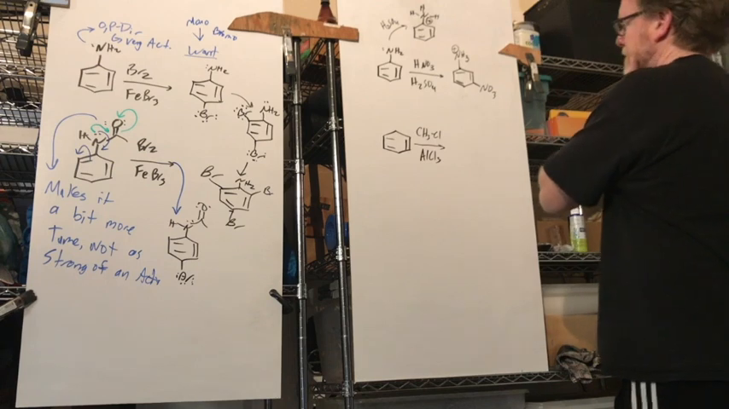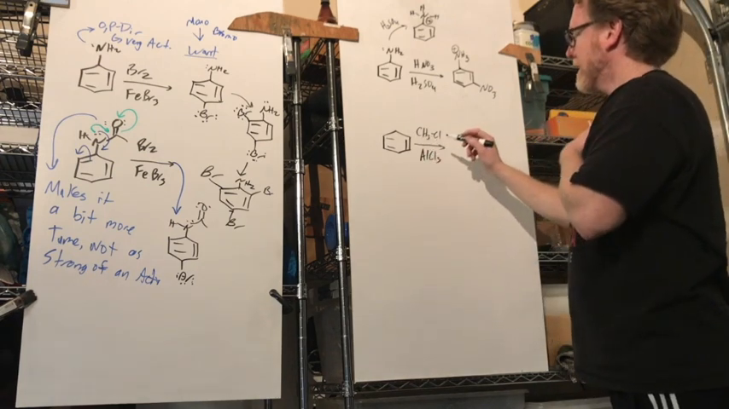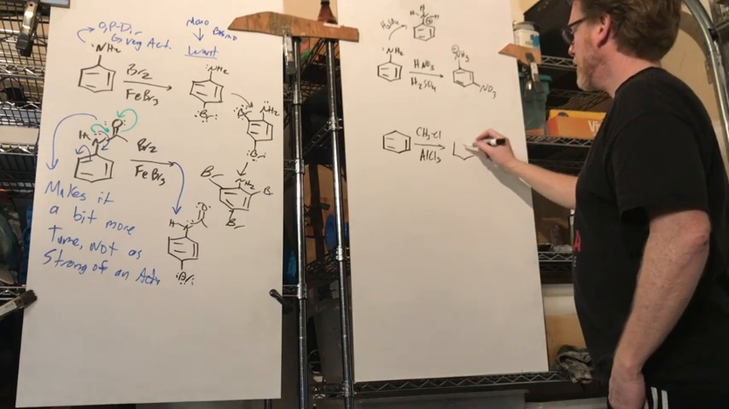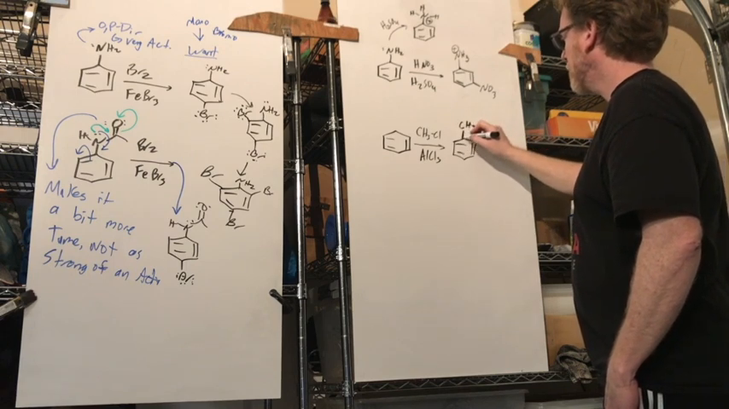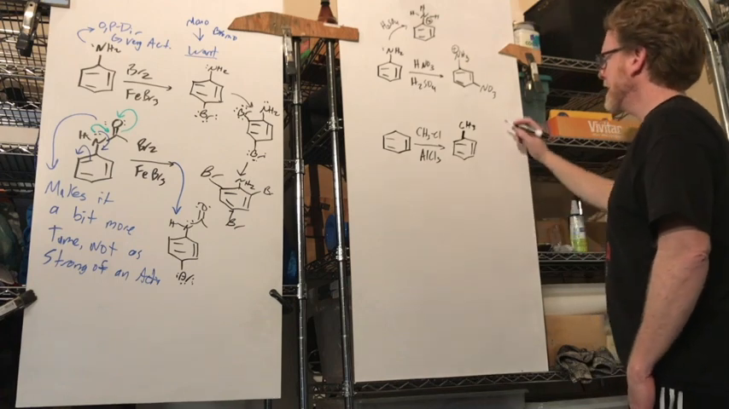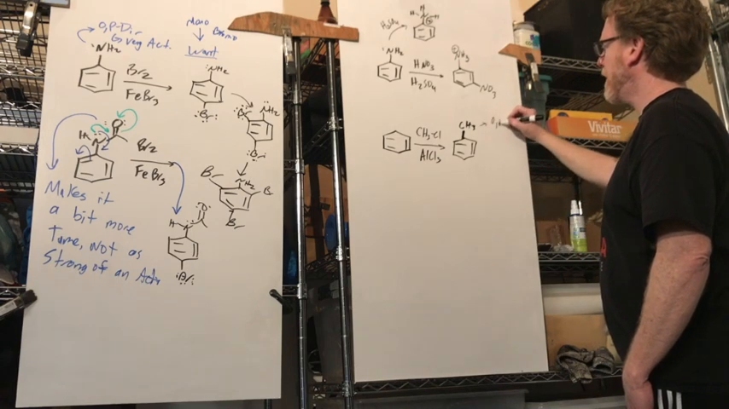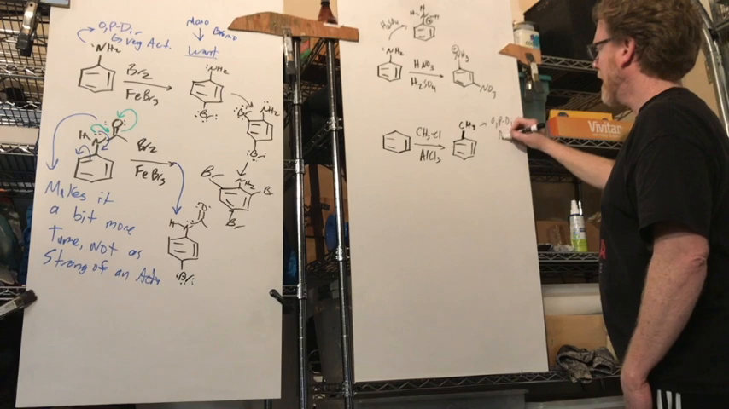And then here's another interesting one. If you try to alkylate this, you start with the benzene, you put on your first methyl. When the methyl is added, what happens? It becomes an ortho-para directing activator.